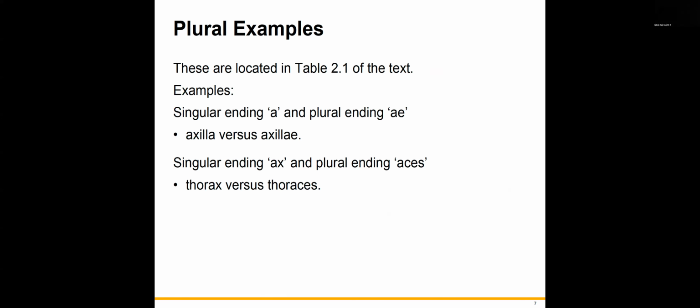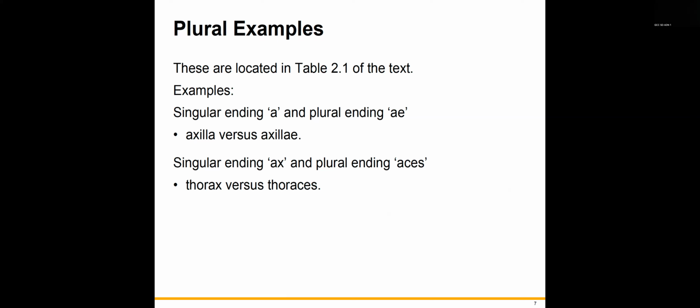More examples that we can practice. So let's focus on the plural endings of these medical terms, which can be quite different from the singular endings, right? And in your chapter 2, specifically table 2.1, you have a comprehensive list of very common suffixes and their plural forms. So for this lecture, we can focus only on the ones I provided. All right.